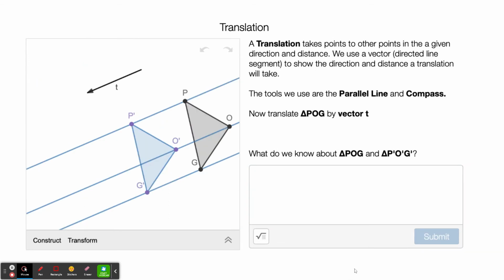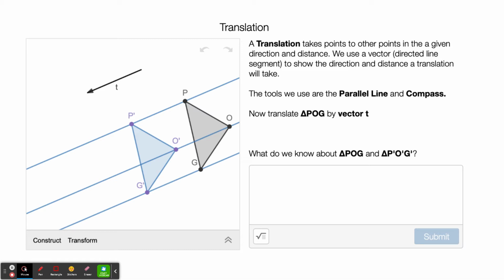The next slide is translation, and a translation is going to take points to other points in a specific direction and a given distance, and we call that our vector, or it's called a directed line segment. So those are the two terms that will be used, either vector or directed line segment.